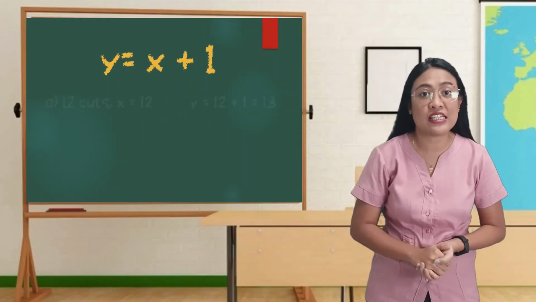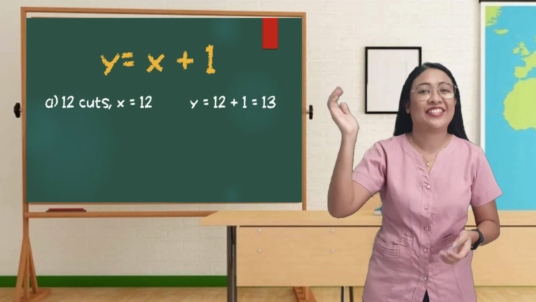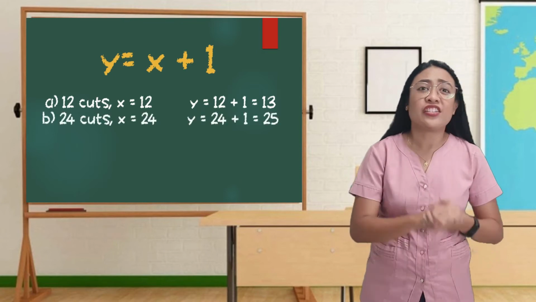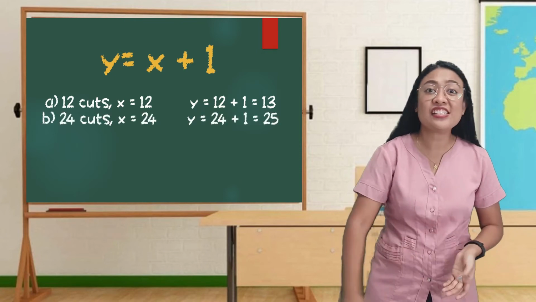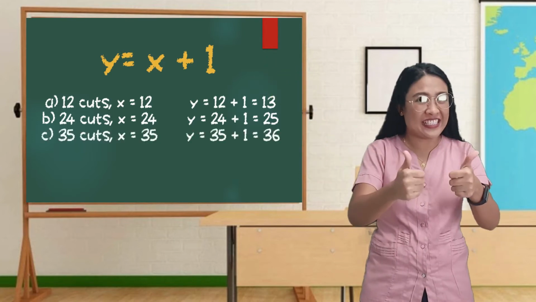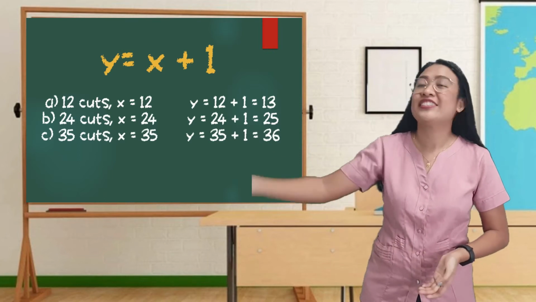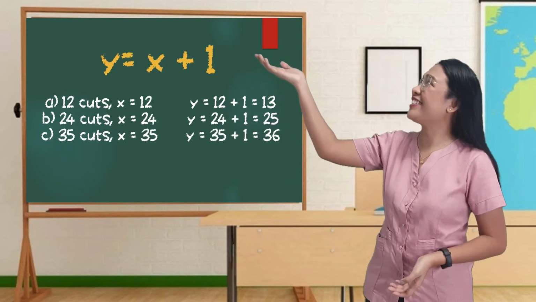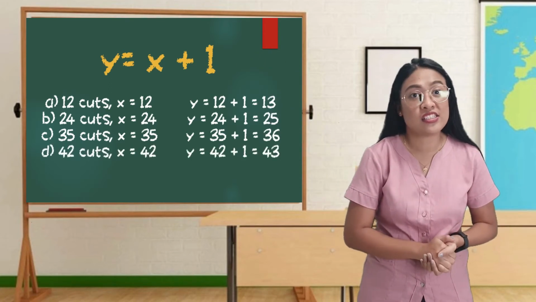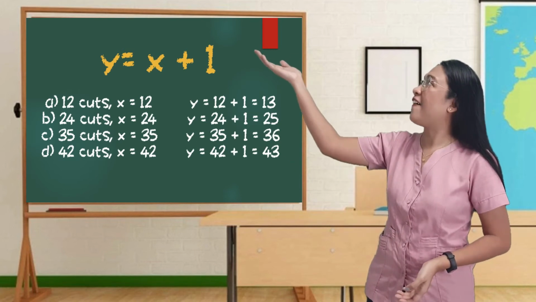For 12 cuts, the number of strings is 13. Very good. For 24 cuts, the number of strings is 25. Very good. For 35 cuts, the number of strings is 36. And lastly, for 42 cuts, the number of strings is 43.